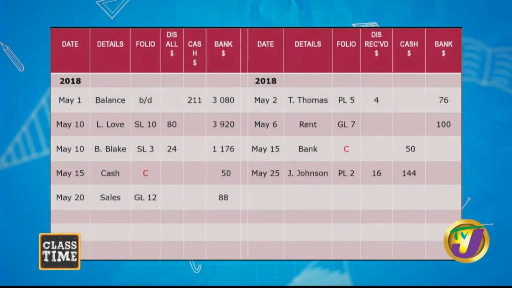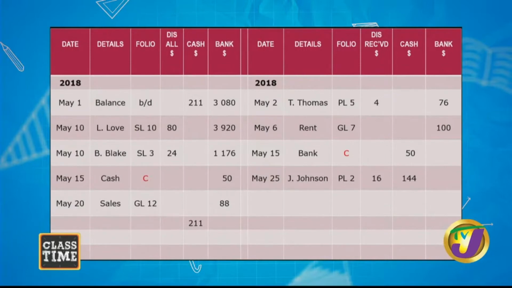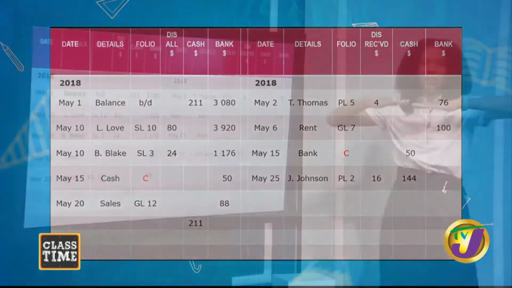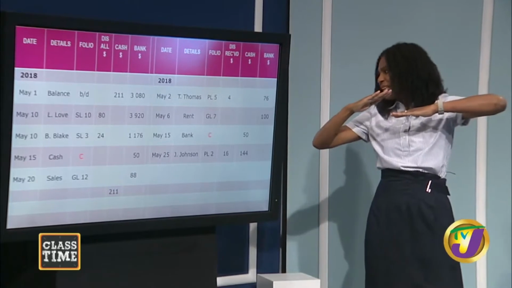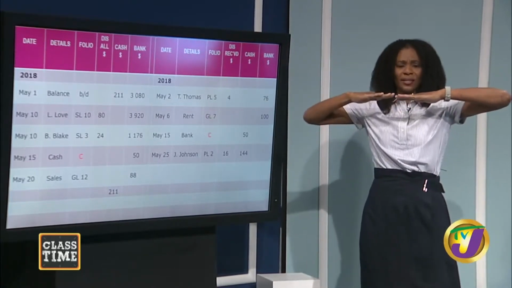When I add the debit side, I get a total of 211. See, I put my total there. When I add my credit side for cash, I'll get a total of 194. You can check. It therefore means that the cash debit and the cash credit are not balanced as is. One side is 211 and one side is 194. We need to balance it up.